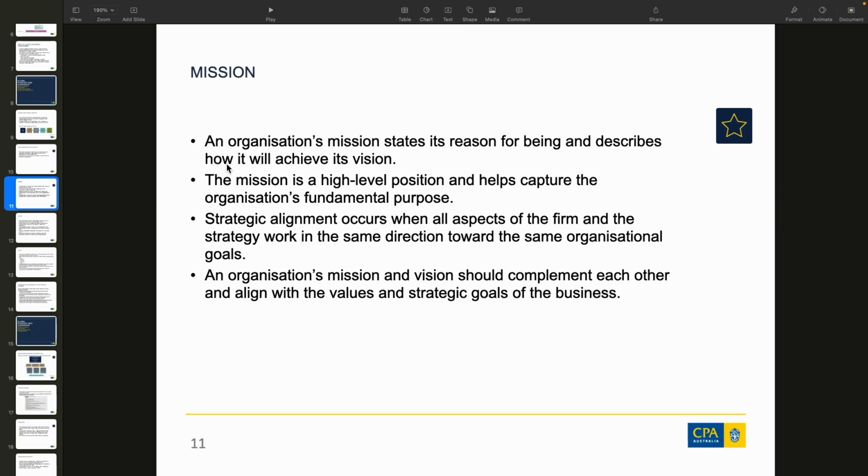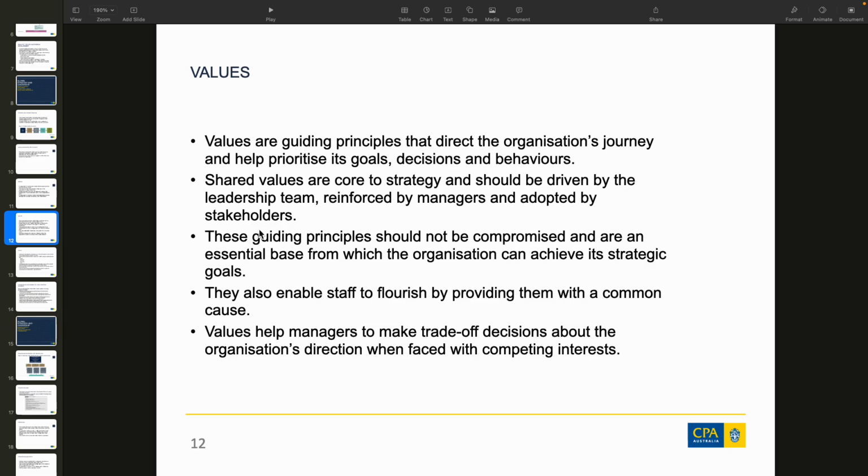Okay? So next part. They're supposed to complement each other. Now, values, the ones that you just saw, are guiding principles that direct the organization's journey, help prioritize goals, decisions, behavior. So, which decision is important, which one should not be done, which behavior is right, wrong. Are we okay? Those are things that you look at. So, that's one. Shared values are core to strategy and should be driven by the leadership team, reinforced by managers, adopted by stakeholders. Now, the word shared value is what everybody in the company believes about themselves or their reason for being. Got it? Why are they there?